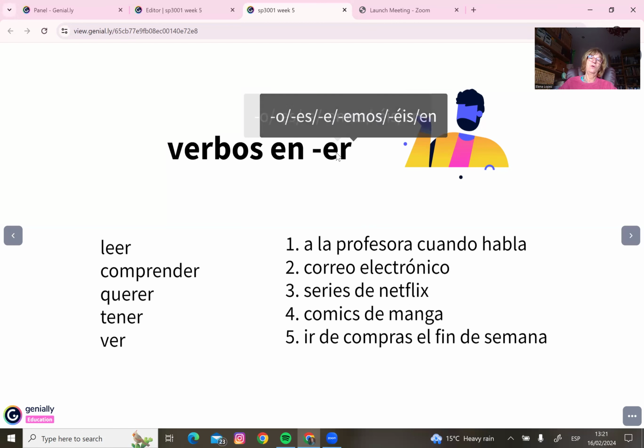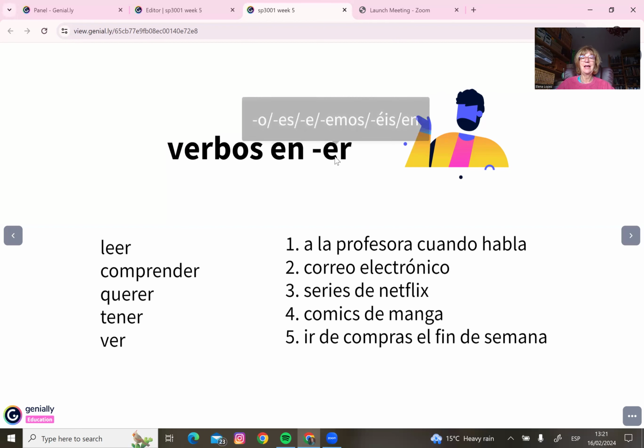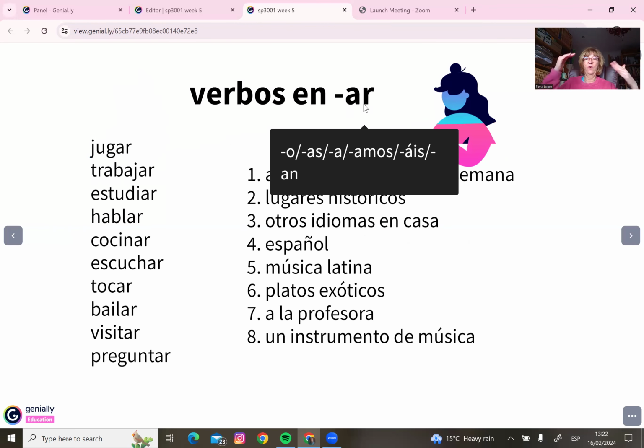So again, we ask our partner questions using the you singular form, es ending. If you look at the endings here, they are very similar to the other group, but the main difference is in this group, the prevalent vowel is E in English. So o, es, e, emos, éis, en. Whereas if you remember the endings in the other group, the vowel that is in the endings of the verbs is A en español.